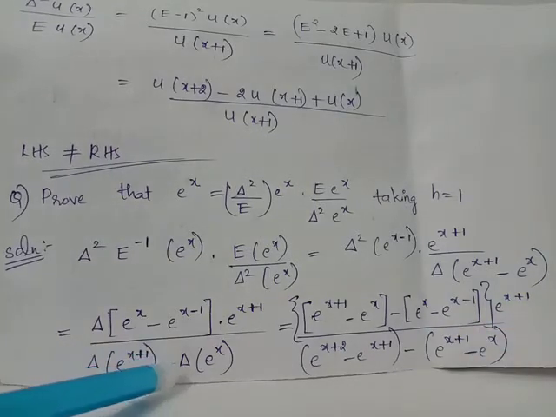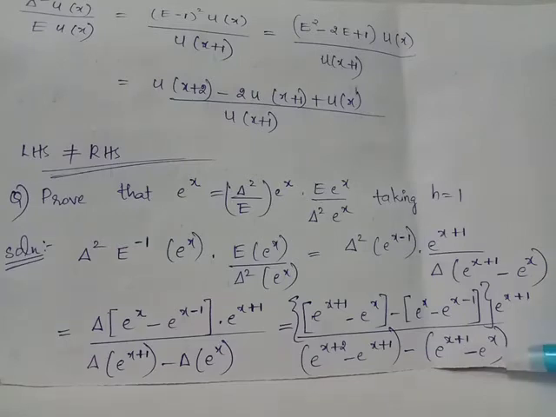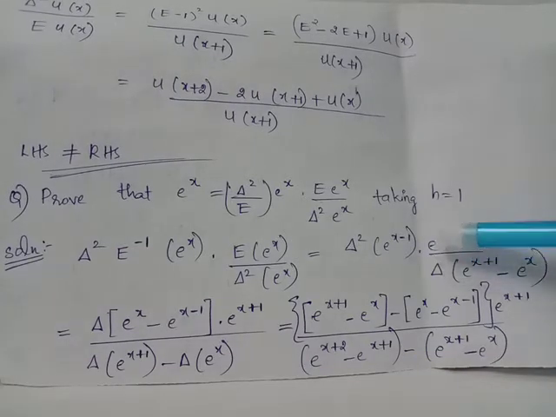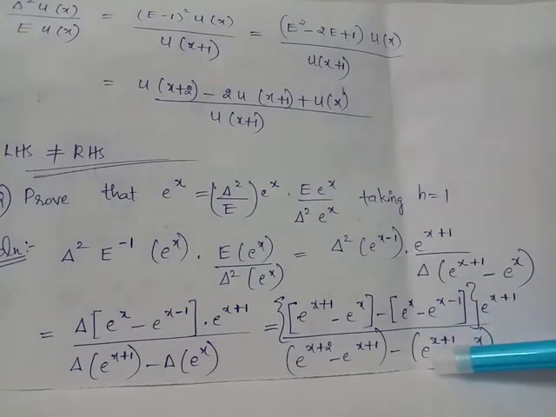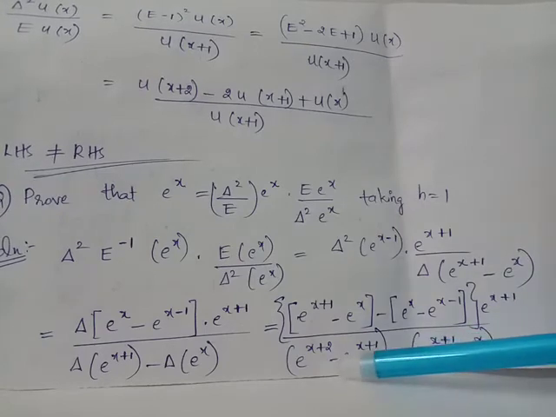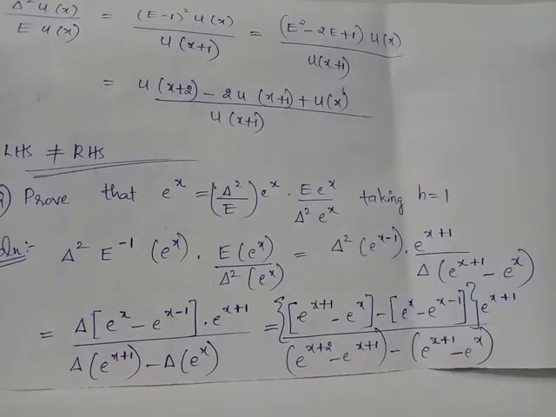When delta acts on e raised to x, it will give the output e raised to x plus 1 minus e raised to x. And we have e raised to x plus 1 which is getting multiplied in the following steps. Negative e raised to x minus e raised to x becomes minus 2 e raised to x. You can split e raised to x plus 1 as e raised to x into e. Similarly, you have e raised to x plus 1 minus e raised to x plus 1. Since we have two negative signs here, when we add them, we get negative 2 e raised to x plus 1.